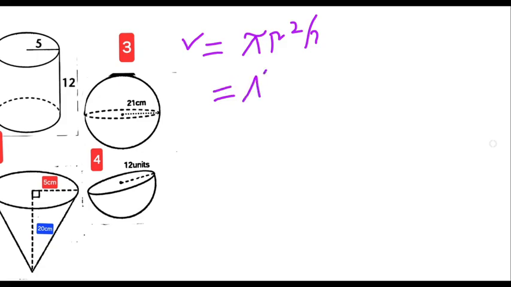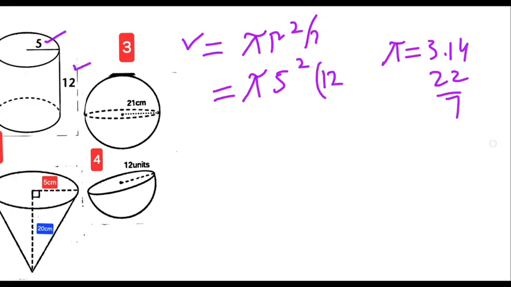The pi value, remember, is equal to 3.14, or you can say 22/7, or you can use the calculator. But if they ask you to solve to two decimal places, then you can solve the pi. Otherwise, sometimes you have to give the answer in terms of pi. So the radius we have is 5 square, and the height we got is 12, multiply 12, and I use my calculator. The answer is 300 pi.